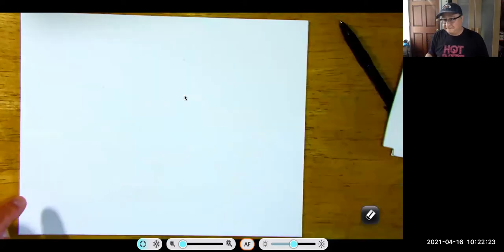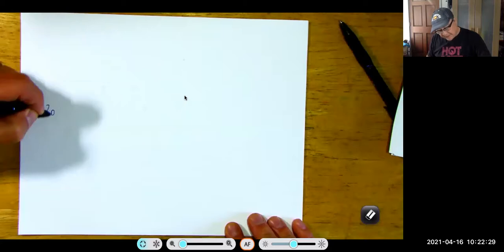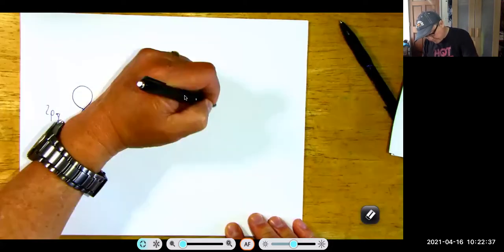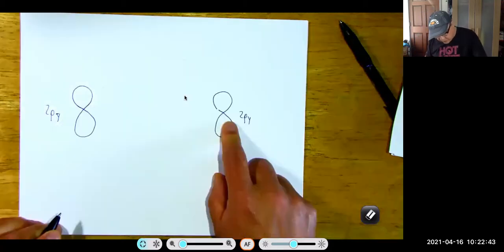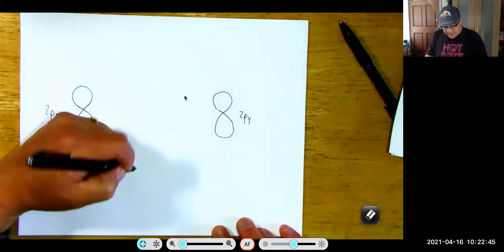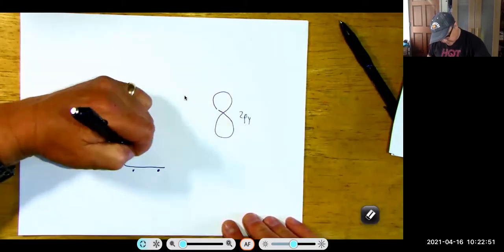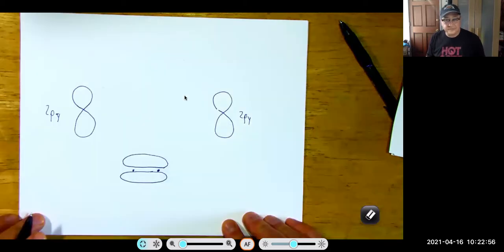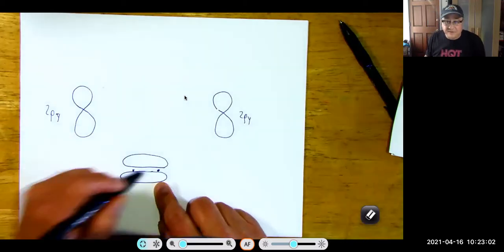So we good on that one? Yeah. So what would happen if you had a 2py? A 2py looks like this. Okay, so here's the two nuclei. And when you make a bonding MO out of this, it looks like this. It looks like a sandwich with 2 olives in the middle of it.